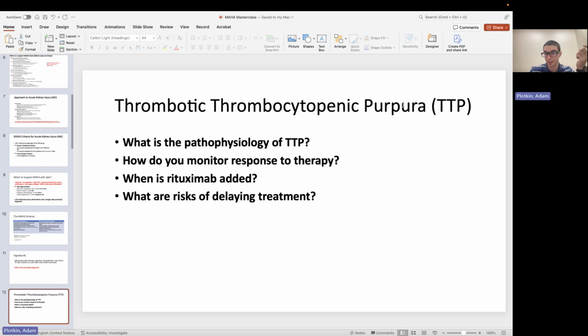So when I see that constellation of symptoms, I immediately think about TTP. Remember, anemia, low platelets, new neurological symptoms. I want to think about TTP before everything else. And we're going to talk about why.